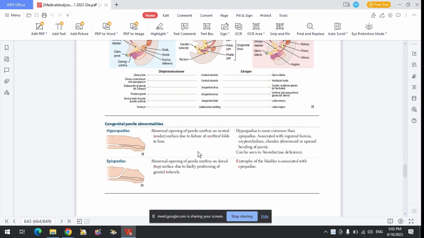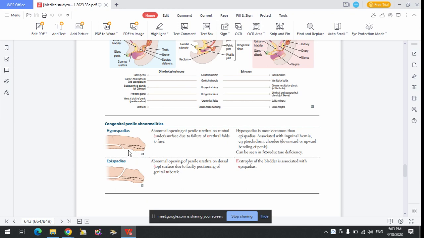So today we'll be continuing with the congenital penile anomalies. There are two types that we have to know: hypospadias and epispadias. I'm sure that in your exam you will see one of these. It will just be a walkover for you to pick it and move. In hypospadias, the problem is that the opening of the urethra is located on the ventral surface of the penis.